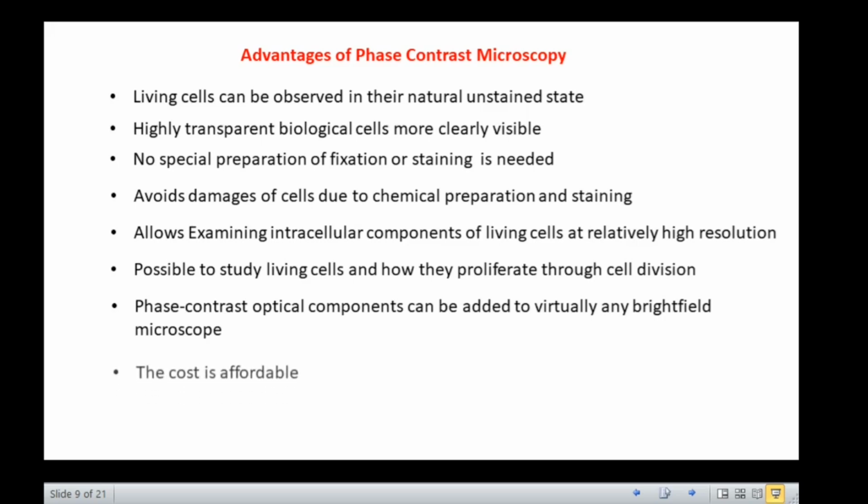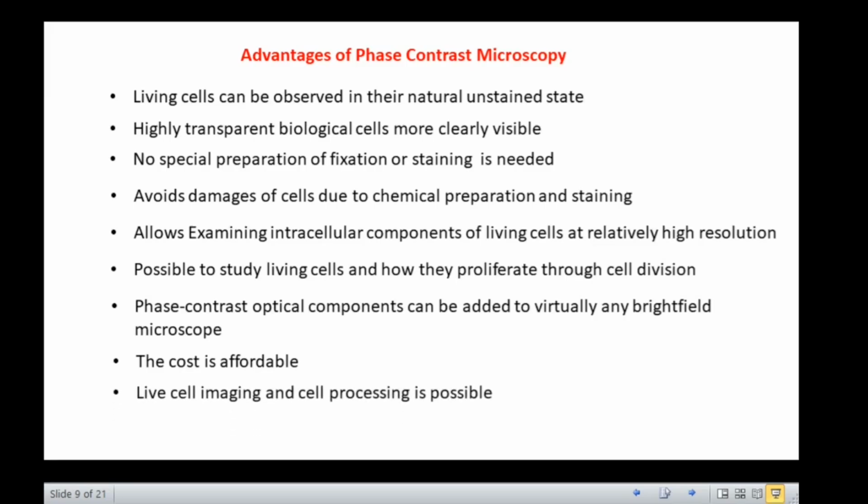The cost of phase contrast microscope is affordable. Live cell imaging and cell processing is possible. Optical construction of a phase contrast microscope is relatively simple. Let us talk now about the disadvantages or the limitations of phase contrast microscopy.